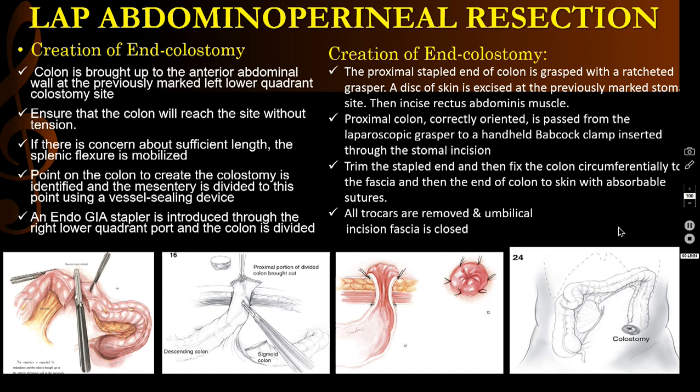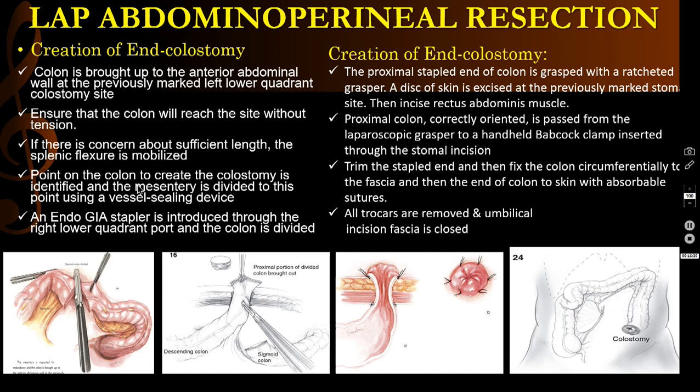The next step in the surgery is creation of the end colostomy. The divided colon is brought up to the anterior abdominal wall at the previously marked left lower quadrant colostomy site. Ensure that the proximal colon will reach the site without any tension. If there is concern about sufficient length, the splenic flexure also can be mobilized at this stage.